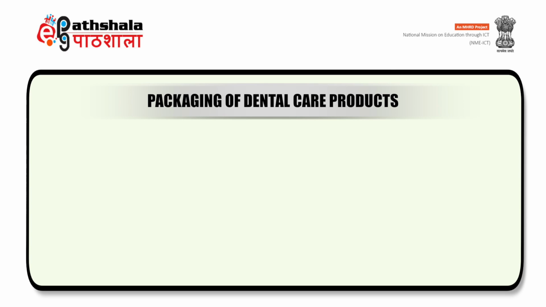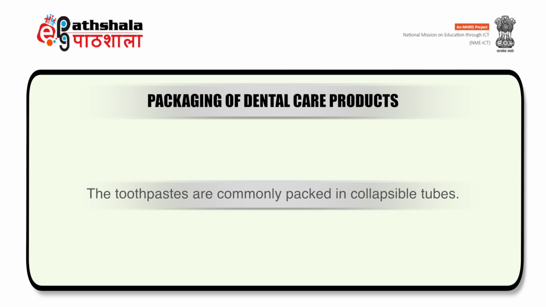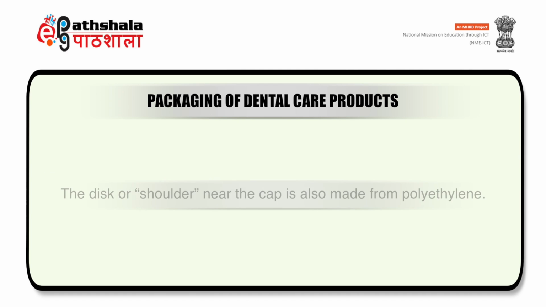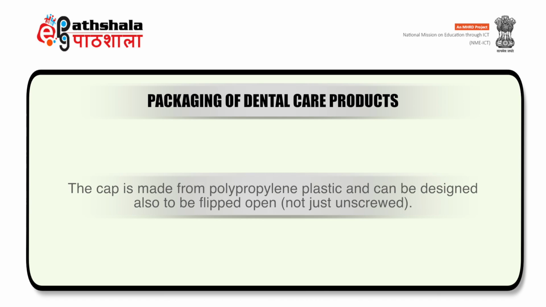Now coming to the packaging of dental care products. Usually toothpastes are commonly packed in collapsible tubes. The toothpaste tube has 3 main layers: an inner layer of polyethylene plastic, a metallic foil layer to prevent flavor loss and an outer layer of thermoplastic material that can be printed on. The disc or shoulder near the cap of the tube is also made from polyethylene. The cap is made from polypropylene plastic and can be designed also to be flipped open, not only just unscrewed.